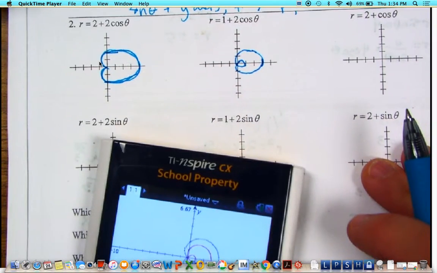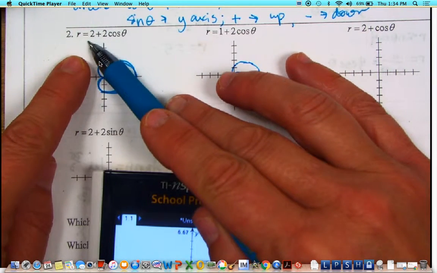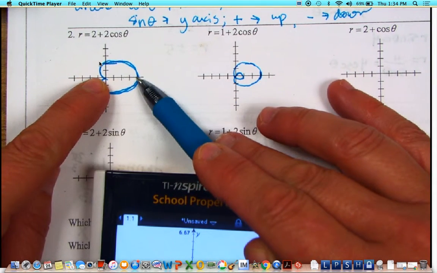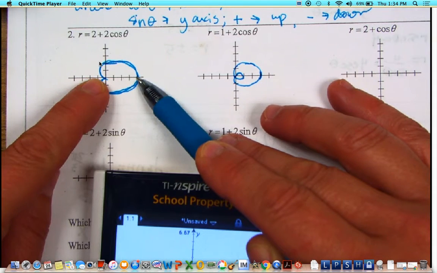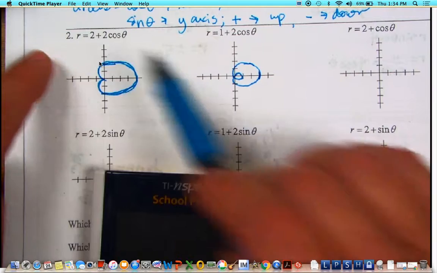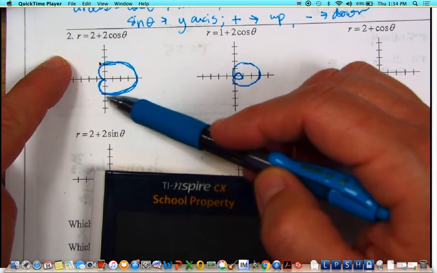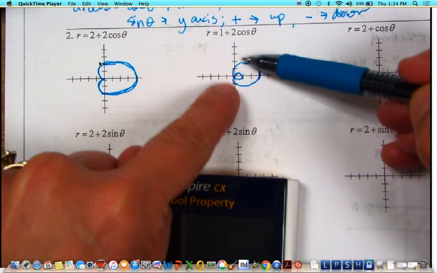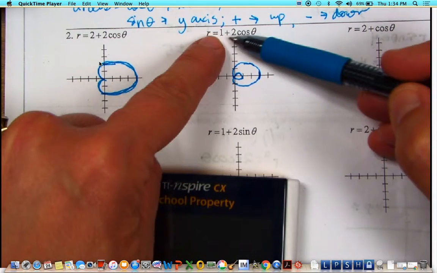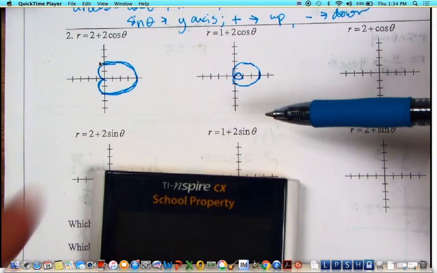Okay, so are you making a connection with these numbers here? Look at these numbers right here. The 2 plus the 2 made this distance, 1 plus 2. The 1 plus 2 made this distance. This 2 made the distance I went on the y. This 1 is the distance that I went on the y. Since 1 is smaller than 2, it makes an inner loop.